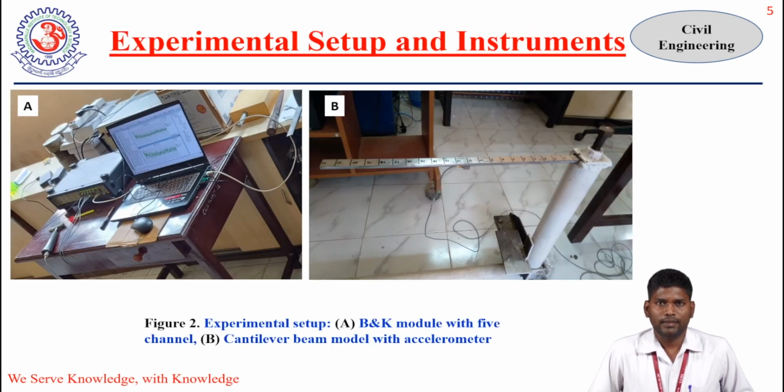So this is a modal structure and setup to record the frequency response. We have one instrument that is called Bruel and Kjaer, and this is connected with an impact hammer and accelerometer. And here an example has been taken, that is a cantilever beam. So here a B&K module with 5 channels, but we are going to use only 2 channels. One channel is connected with the impact hammer and another channel is connected with the accelerometer.